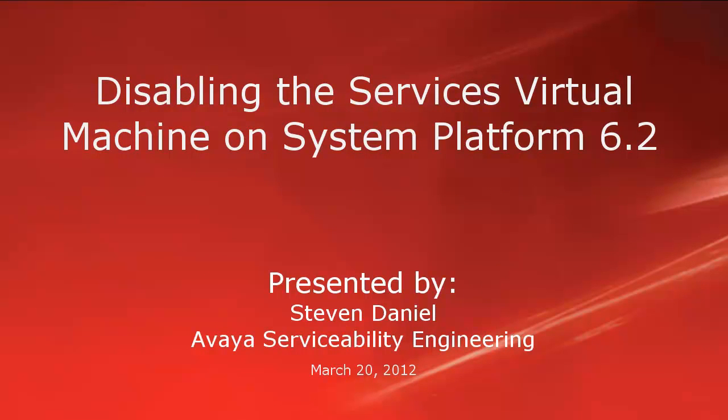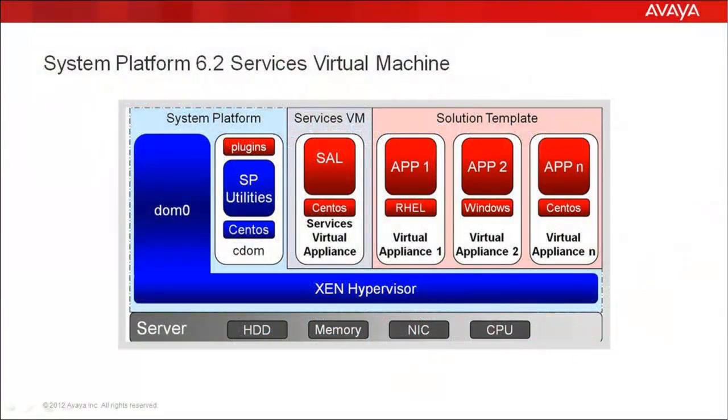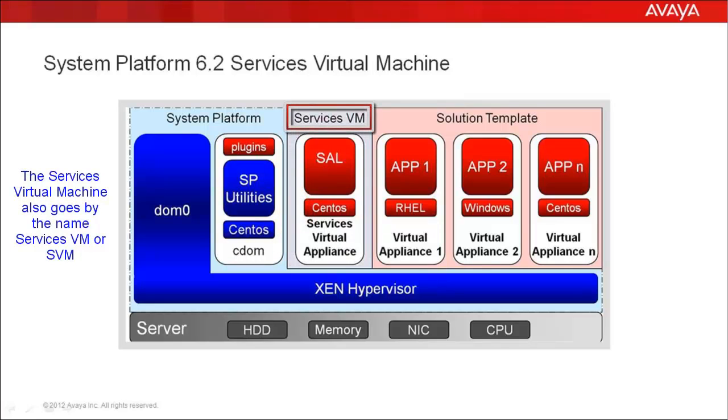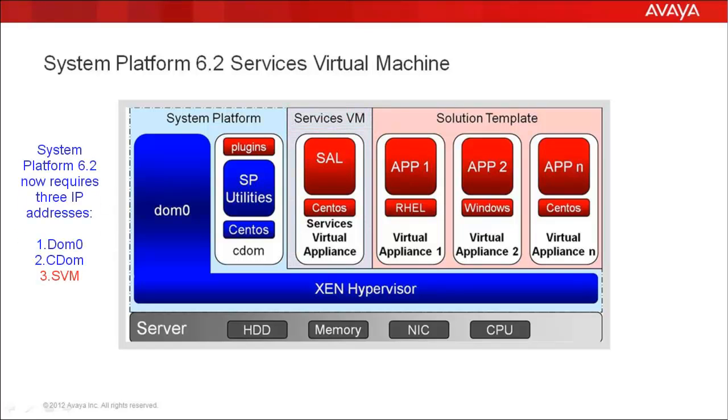This video is about how you can disable the Services Virtual Machine on System Platform 6.2. Beginning with System Platform 6.2, the Secure Access Link Gateway is no longer co-resident with the CDOM virtual machine, but rather has been moved to a new and separate virtual machine. This new guest is referred to as the Services Virtual Machine, or SVM for short. Because of this change, the cell gateway no longer shares the same IP address as CDOM and now has its own unique IP address assigned to it.